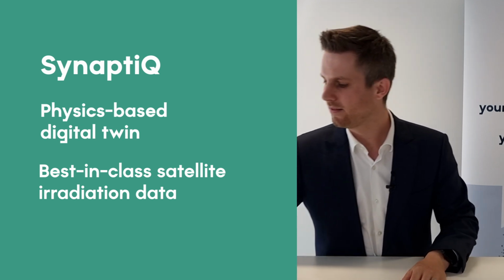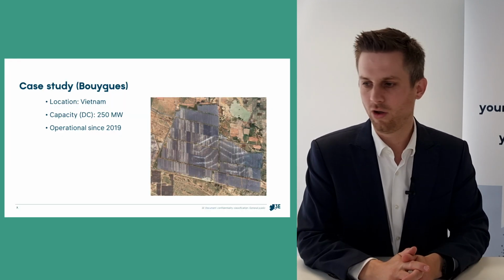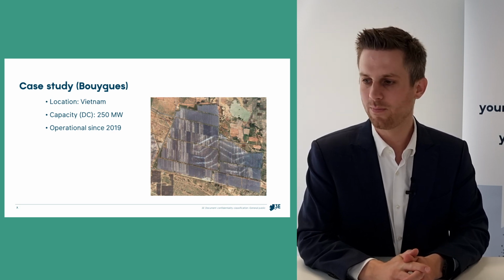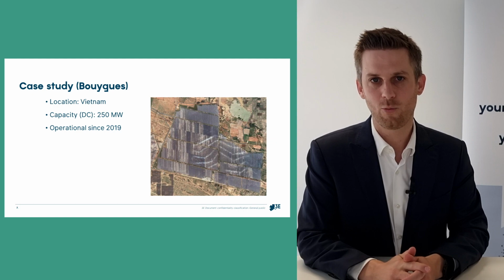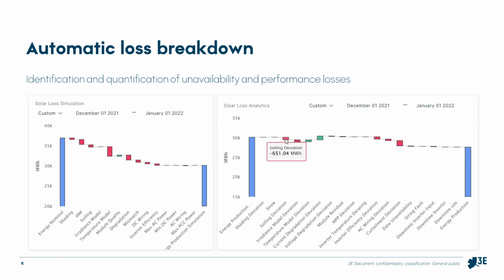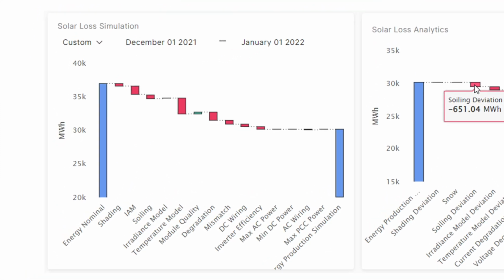So let's take a look at this case study at a plant managed and built by Bouygues. This is a 250 megawatt peak plant in Vietnam, operational since 2019. And this is the kind of data that Bouygues gets out of our system fully automatically. So you see 2 waterfall plots here. The one on the left is the simulation of expected energy based on the measured irradiation and meteorological data. That is a simulation that is continuously running to calculate the expected production.